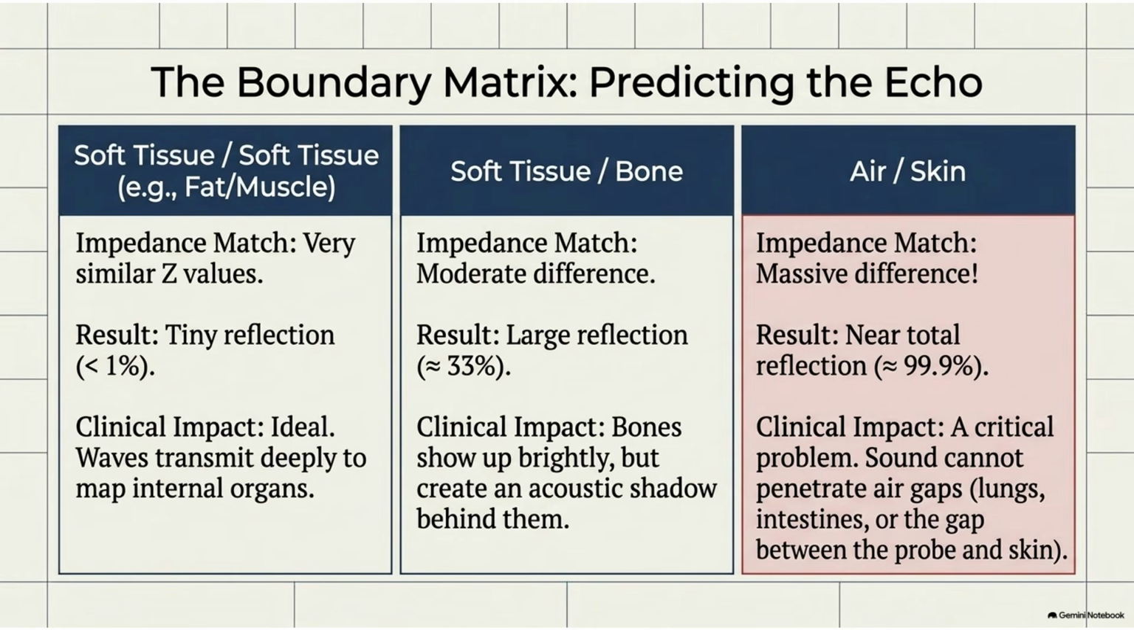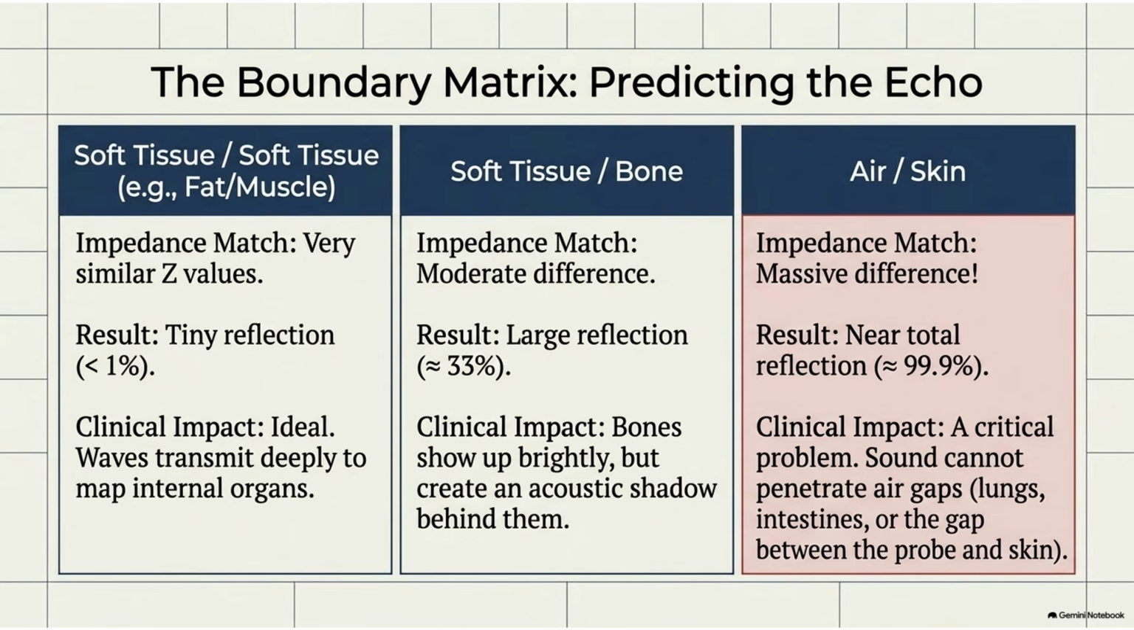Let's apply the idea of acoustic impedance to some important tissue boundaries. At a soft tissue boundary, the acoustic impedances are relatively similar. Therefore, only a small fraction of the ultrasound is reflected. At a soft tissue bone boundary, the difference in acoustic impedance is much greater. Consequently, a much larger fraction of the ultrasound is reflected.